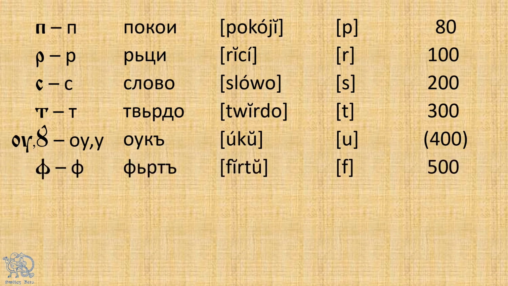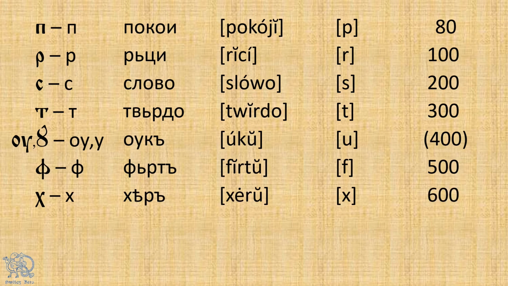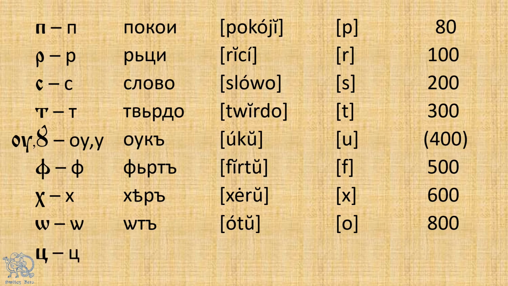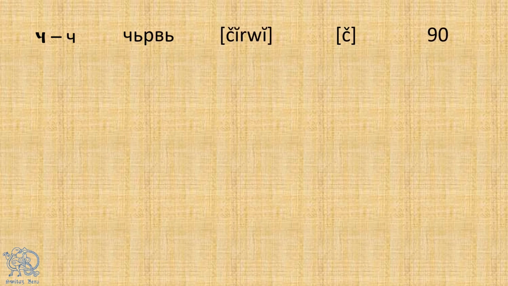Firto, firto, the sound F and the numeric value 500. Hero, hero, the sound H and the numeric value 600. Otto, otto, the sound O and the number 800. Tsi, tsi, the sound Ts and the number 900. Chirvi, chirvi, the sound Ch and the numeric value is 90.